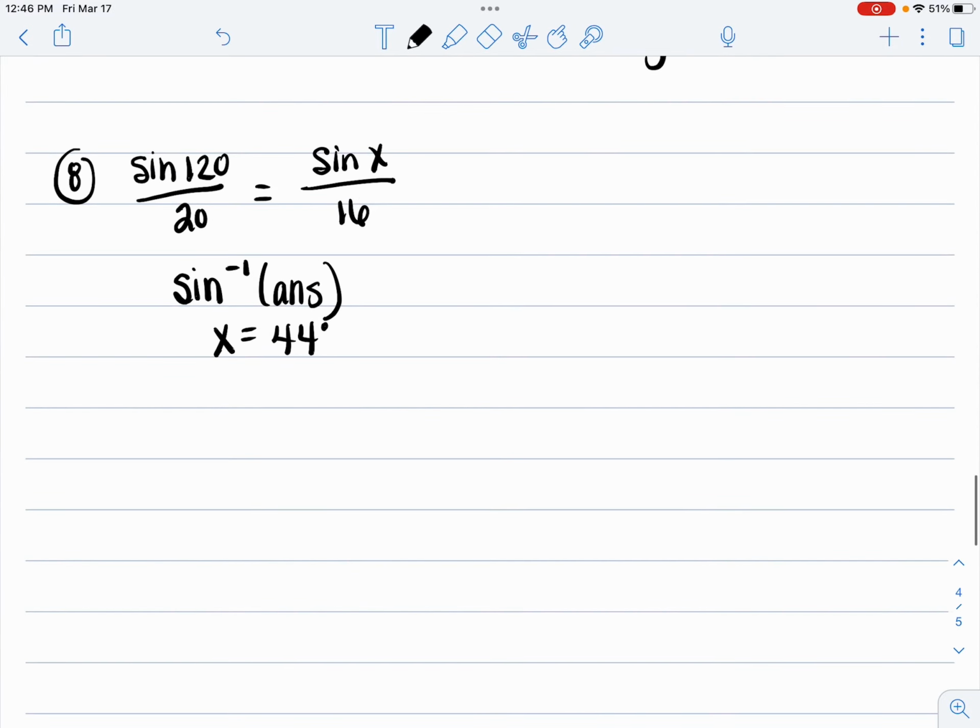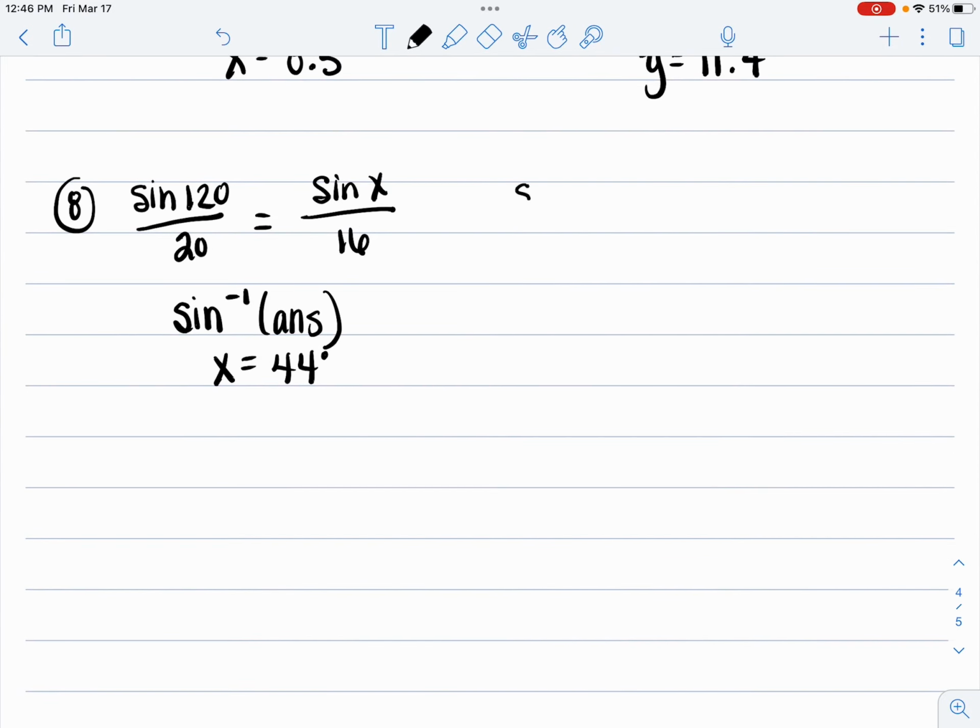So going all the way back down. Again, I'm going to keep the sine 120 over 20. And this time I'm going to have the sine of 16 over y. And just going to finish working that out. 20 times the sine of 16 divided by the sine of 120. And you get 6.4. So y, the side y, is approximately 6.4.